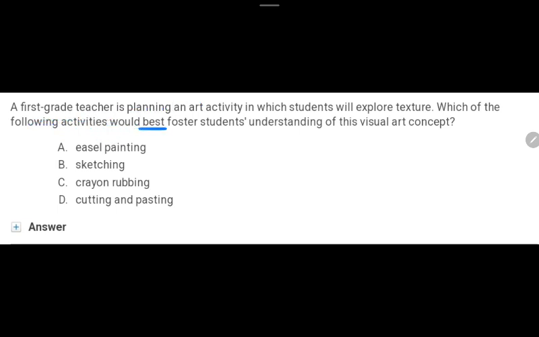A first grade teacher is planning an art activity in which students will explore texture. Which of the following activities would best foster students' understanding of this visual arts concept? It will be option C, crayon wrapping. This question already came in the 2020 and 2019 D.El.Ed exams. So remember this one, this time also it might repeat.